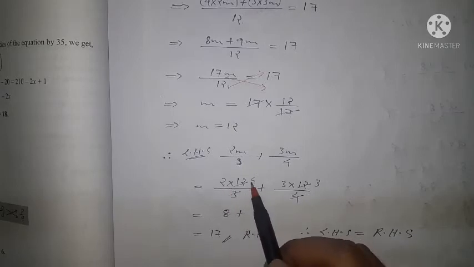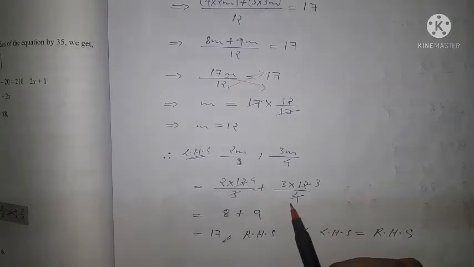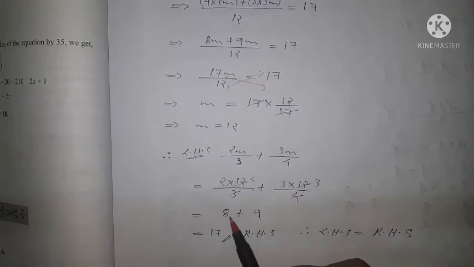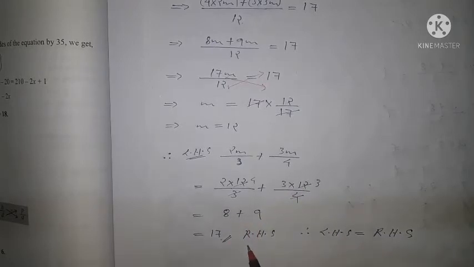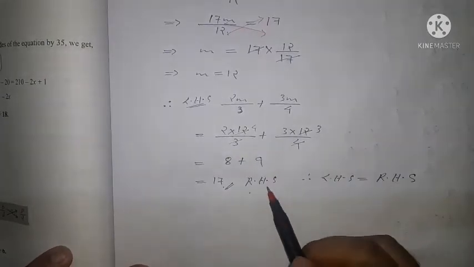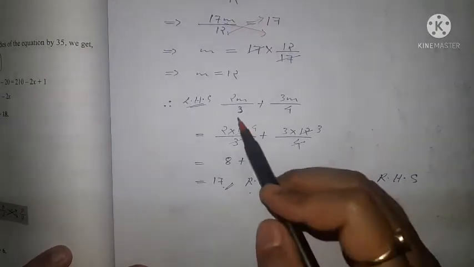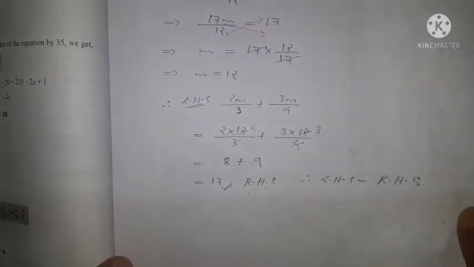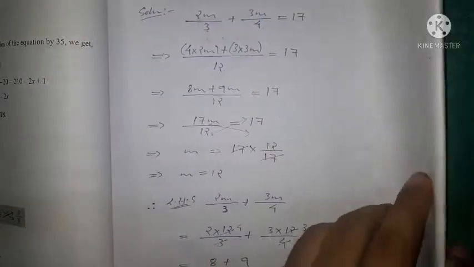if we cancel, it is 2 into 4, that is 8. If we cancel this 4, it becomes 3 into 3, that is 9. So 8 plus 9 is equal to 17, which is the RHS, since it is given in the question. So it is the RHS, that is 17. Therefore LHS is equal to RHS. So hence m equals 12 is the solution of the given equation.